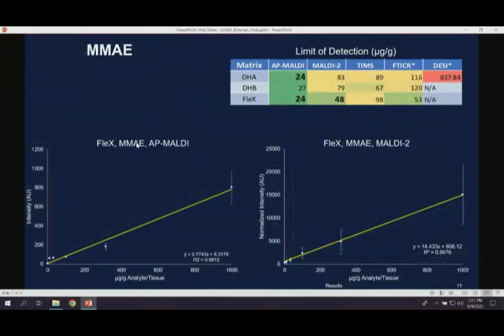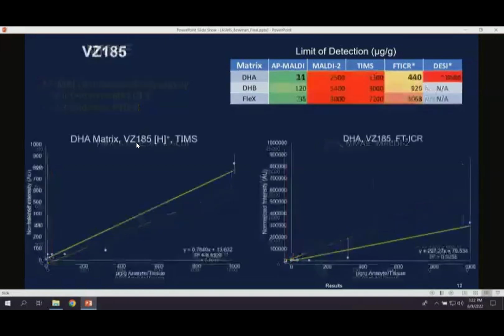For MMAE, once again, we were seeing that our AP-MALDI source was giving us the best sensitivity. We're getting down to about 24 micrograms per gram in this case, with MALDI-2 at about 48 micrograms per gram and FTICR at 53. DESI was better than it was for felodipine, but it's still above 800 micrograms per gram. So it's still not getting us to the realm that we want to see. In this case, we were seeing an increase in sensitivity of about 2-fold over MALDI-2 and 2.2-fold over FTICR data.